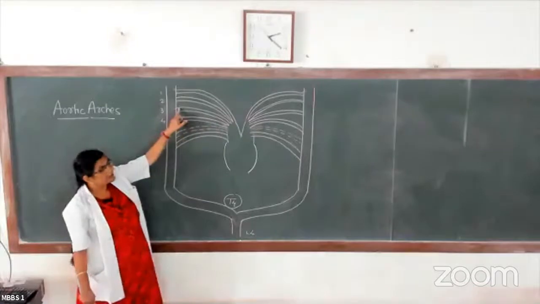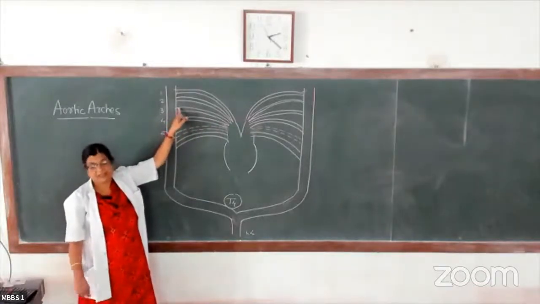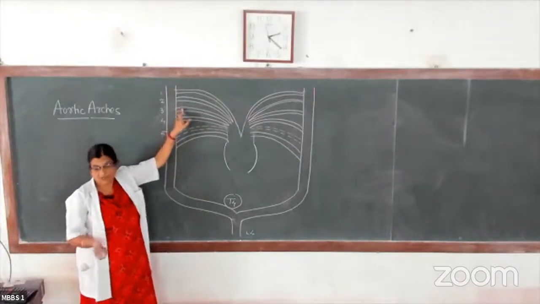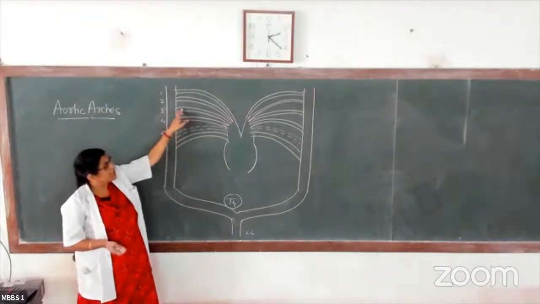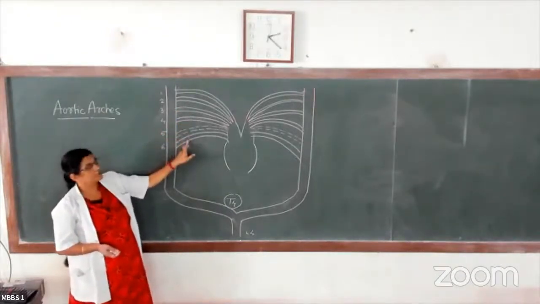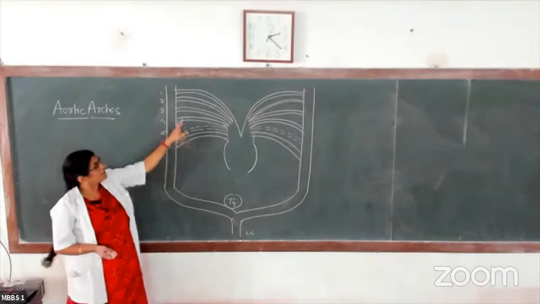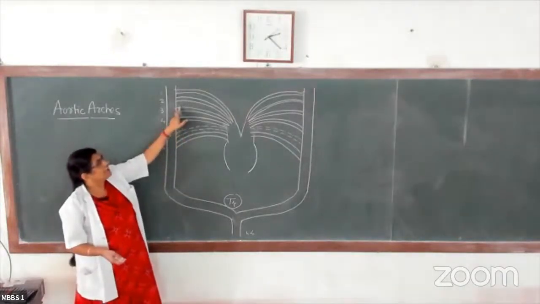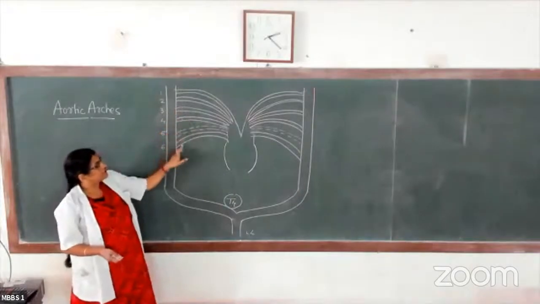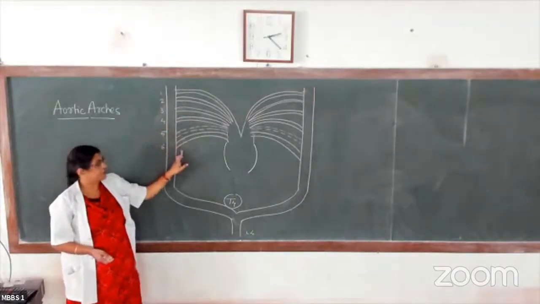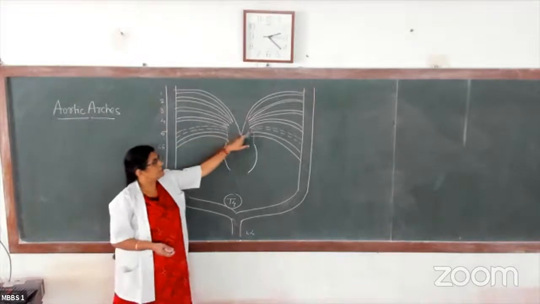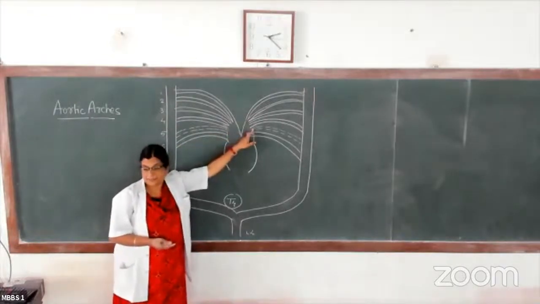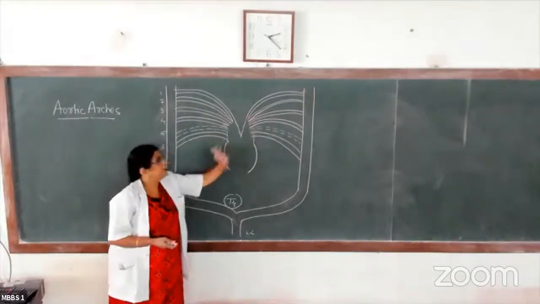And as third completes its function, it has some important derivatives. As they are formed, fourth and sixth will be completely formed. This third disappears, gives rise to some structures. By the time it completely disappears, these two are formed, fourth and sixth. Fifth appears as a rudimentary bud and it disappears. It does not have any derivatives.